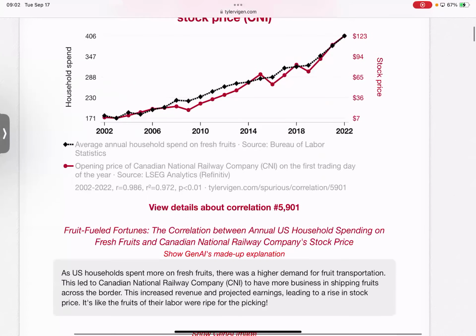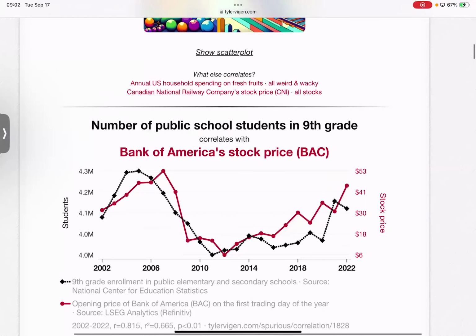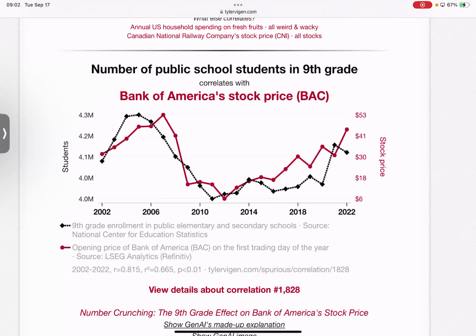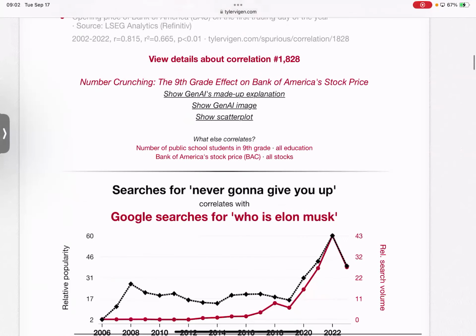This one is kind of boring. The number of public school students in 9th grade correlates with the Bank of America's stock price. So just keep all your kids in 9th grade, I guess, is my takeaway. Sold.